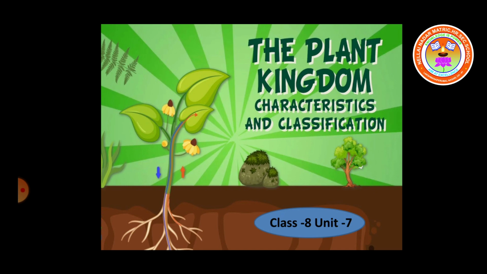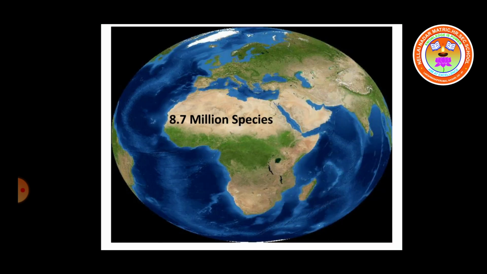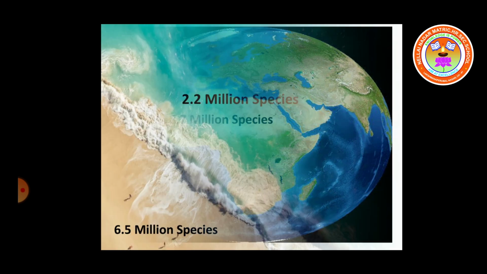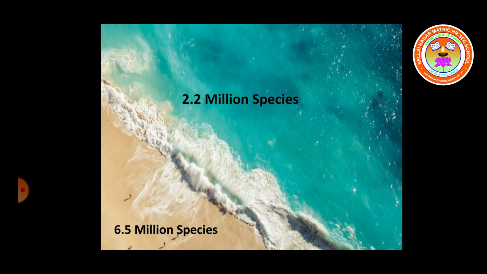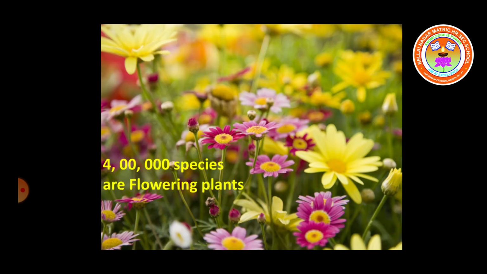Let us see the answer now. The estimated number of species on the earth is 8.7 million. Among them, 6.5 million species are living on land, 2.2 million species in the ocean. In this, 4 lakh species are flowering plants.